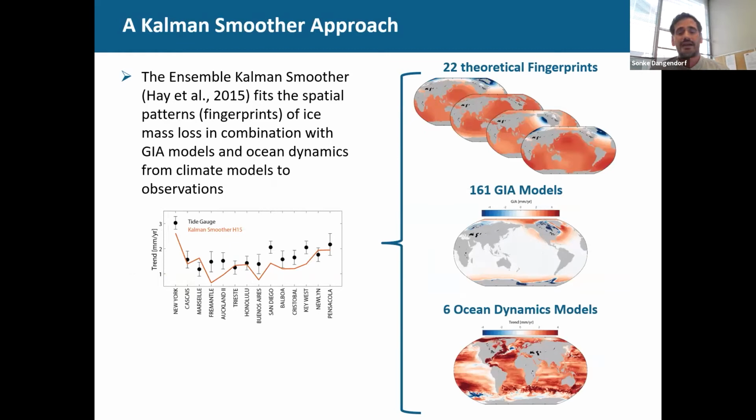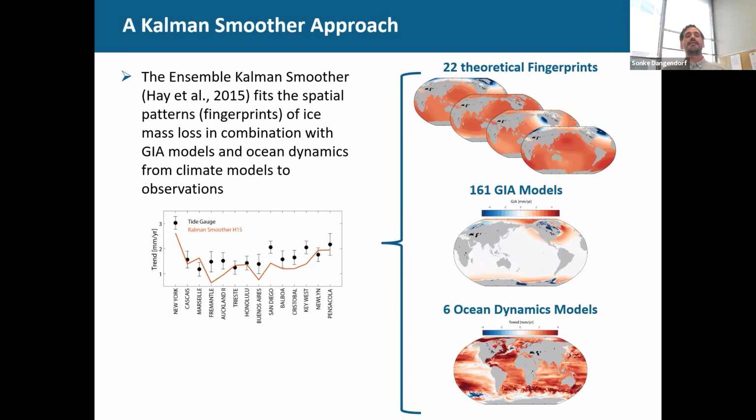And for that, I have been using a technique that has been developed by Carling-Hay and colleagues at Harvard University in 2015. It's based on an ensemble Kalman Smoother. The Kalman Smoother has several features that are very, very good for estimating sea level changes. In particular, it naturally accommodates data gaps and fills data gaps automatically based on previous states and including a priori information on the processes of sea level change.